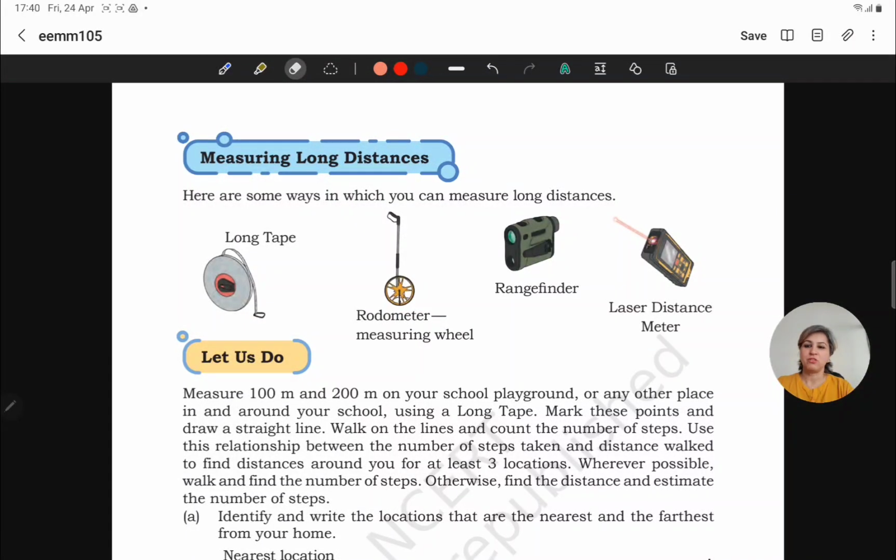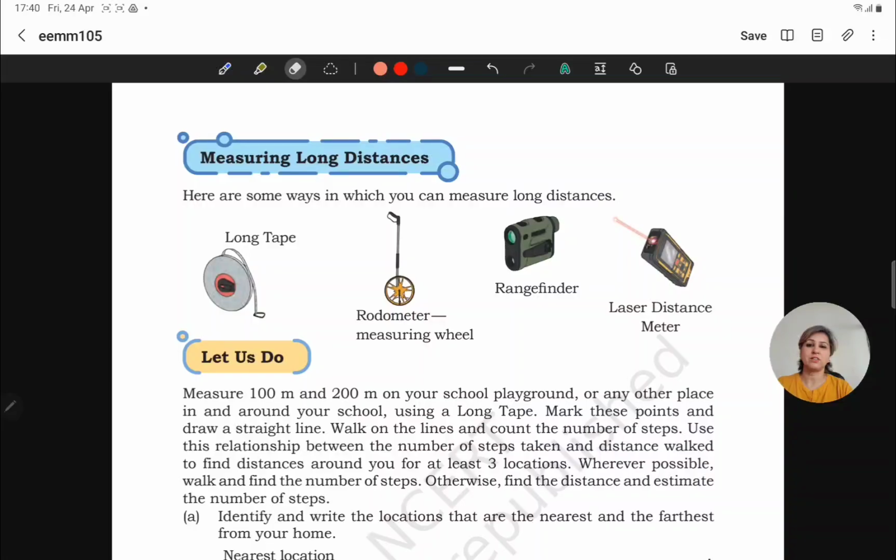Hello everyone. For this lesson, I am referring to the NCERT math book. This is Class 5, Chapter 5, Far and Near. A quick recap. Before this, we learned the units.